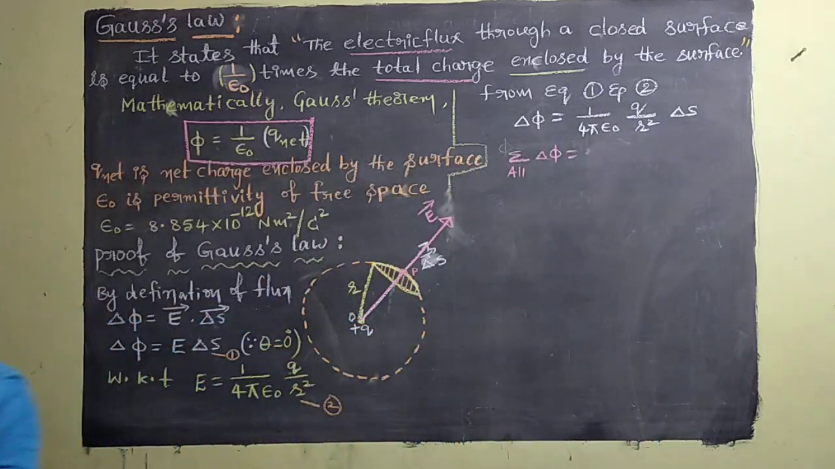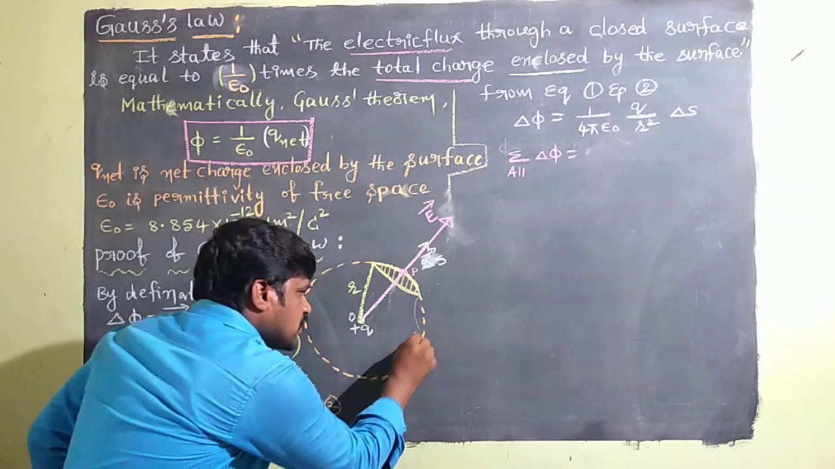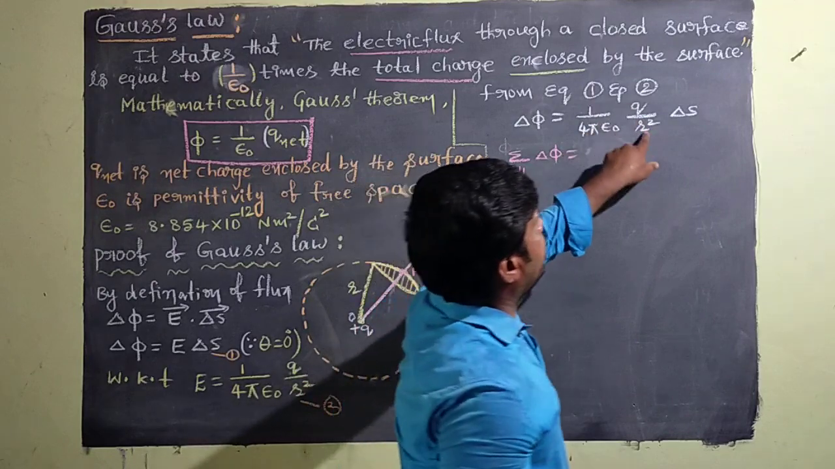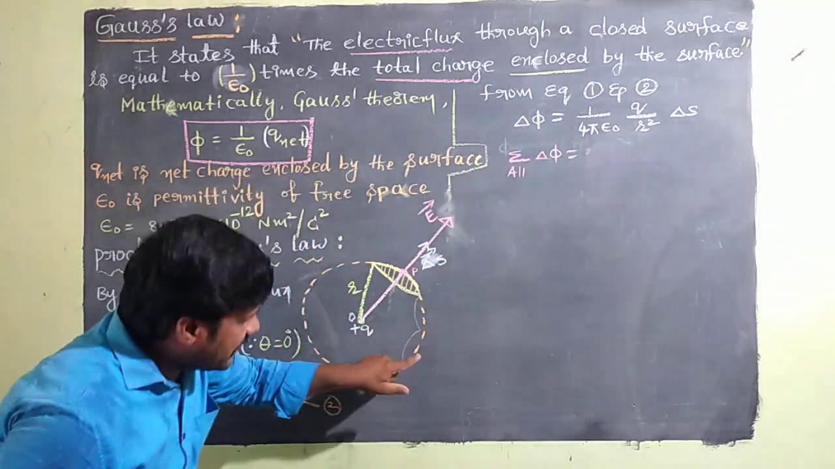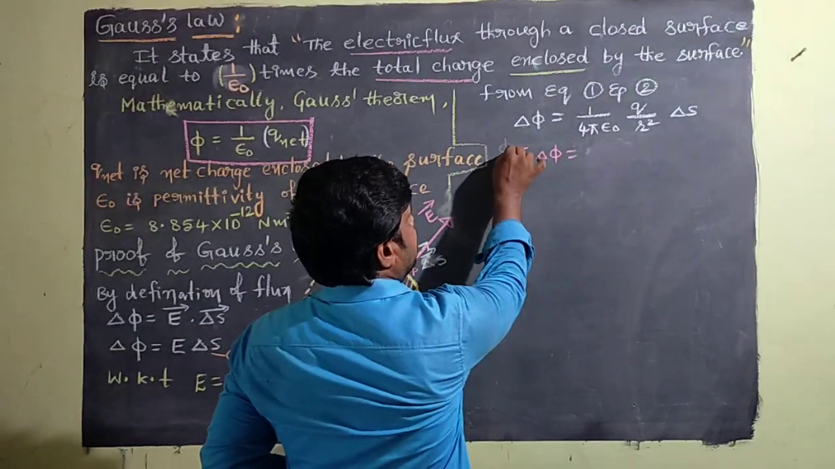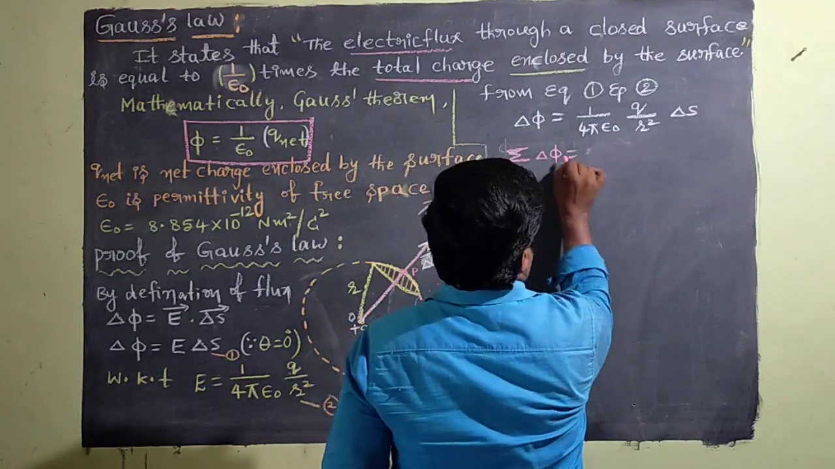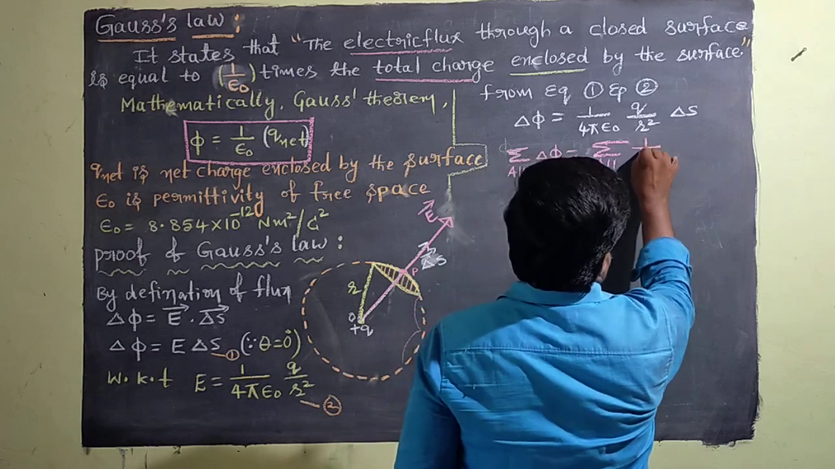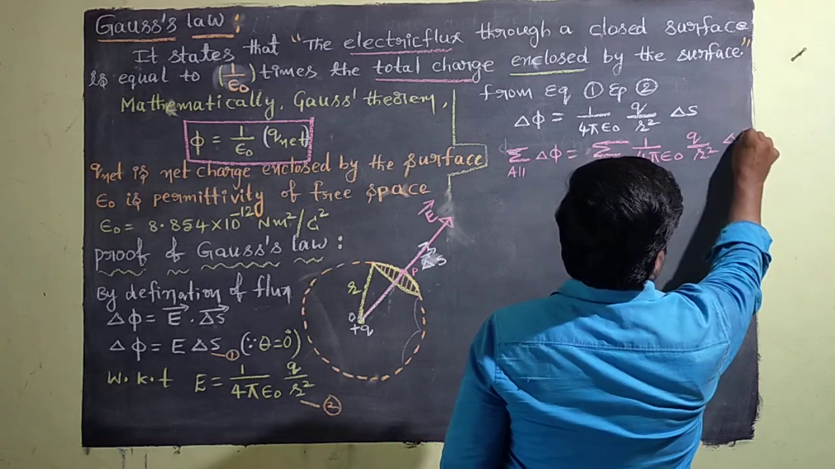Like this, here only one element is there. Here also you can imagine another element, and here also another element. For this element, delta phi is 1 by 4 pi epsilon naught q divided by r square into delta S. If you consider another element, you get another delta phi. Now we have to sum all the delta phi. The summation of all the elements of delta phi is equal to the summation over all the area of 1 by 4 pi epsilon naught q divided by r square into delta S.